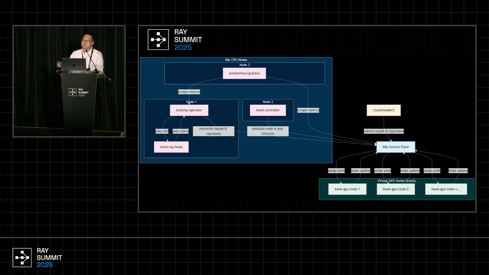Here's what an example setup looks like. A cluster loader tool is used to submit RayJob and RayCluster resources to the Kubernetes control plane. The KubeRay operator reconciles the custom resources into pods, while the pods are assigned by the Kubernetes control plane to virtual GPU nodes. The node and pod lifecycle are simulated by a Kwok controller running on a real CPU node. Finally, the last piece is Prometheus and Grafana, used to collect and visualize metrics from the control plane for performance measurement and analysis.